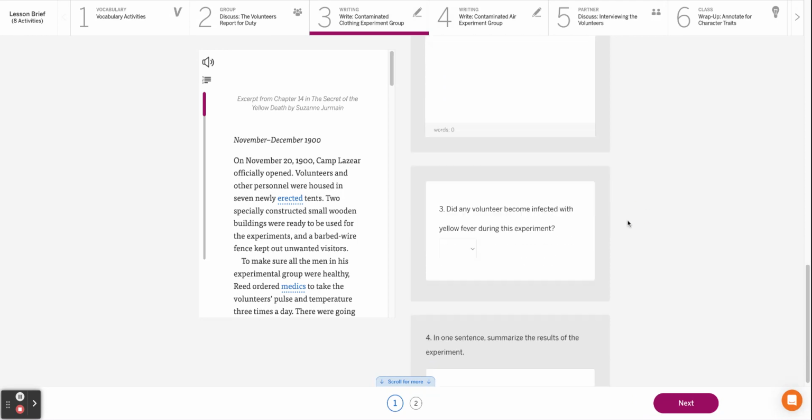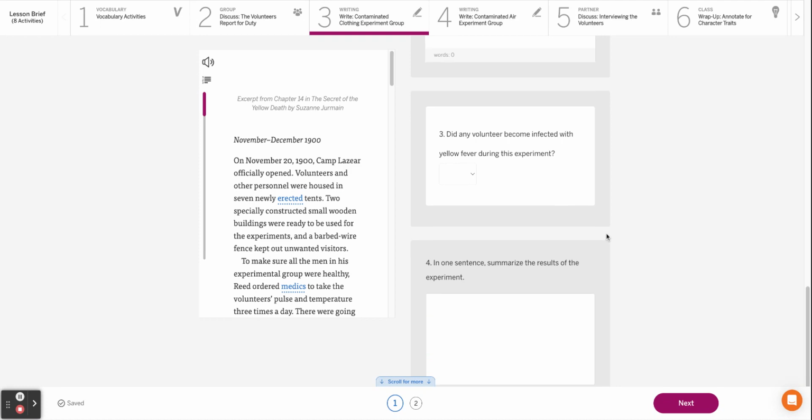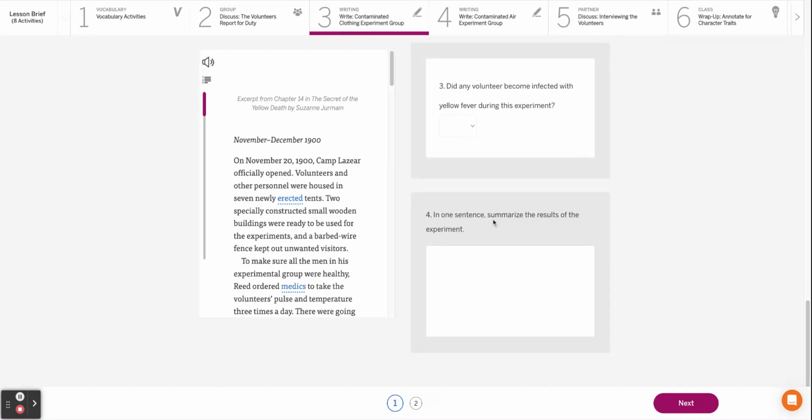After you do that, you're going to answer, did any volunteer become infected with yellow fever during this experiment? In one sentence, you need to summarize the results of the experiment. One sentence can be, who participated? What did they do? What were the results? And if you answer those 3 questions, who was it? What did they do? And what were the results? You will have your summary.